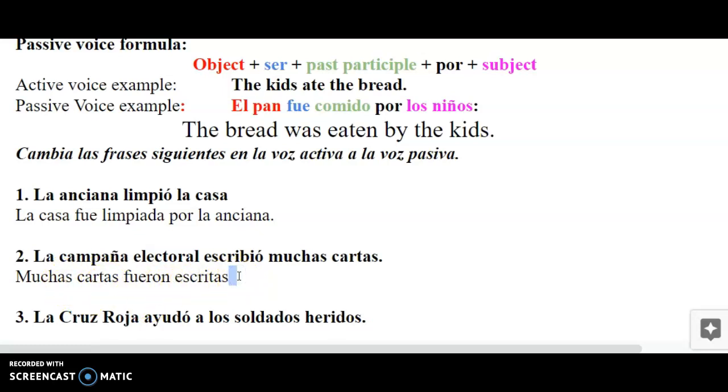And then por, and then the subject, which is the electoral campaign. La campaña electoral. And there you have it.